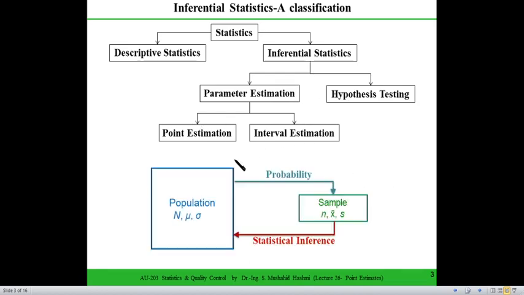Let's say we have a population. Population doesn't mean people, as I've already explained several times, and the size of the population is represented by capital N, its central tendency is represented by mu, and sigma shows its standard deviation. So once we study this whole population, if you know the total number, you can calculate a particular characteristic related to that population.